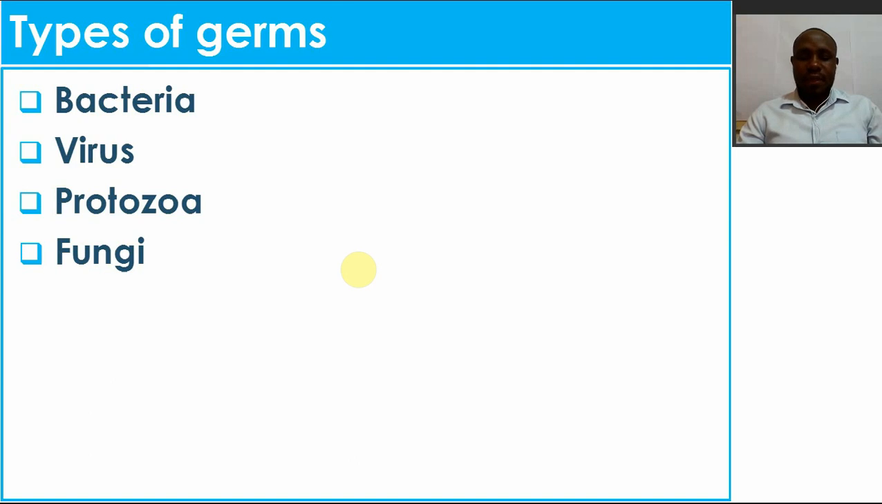Let's go through again. The first one, bacteria, virus, protozoa, and fungi. When it's one, it's a fungus, and when there are many, they're called the fungi.